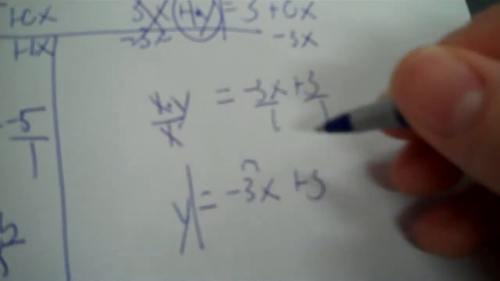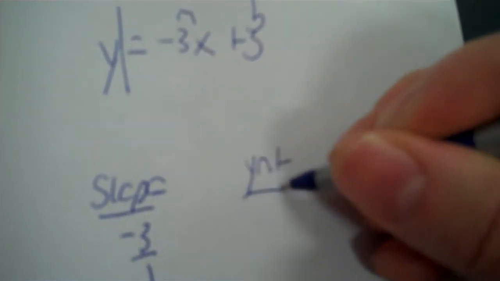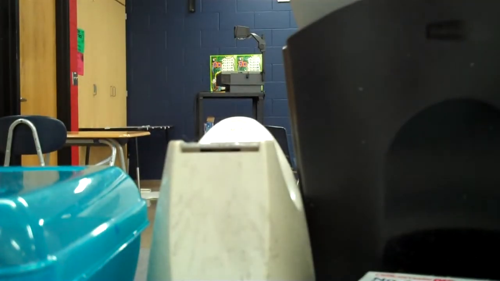And now I have my m and my b. So the slope is negative 3 over 1, and the y-intercept is plus 3. So plus 3, 1, 2, 3. Then from there we go down 3, forward 1. And look what we found. We ran into the other line, so I take my ruler and I graph the points.